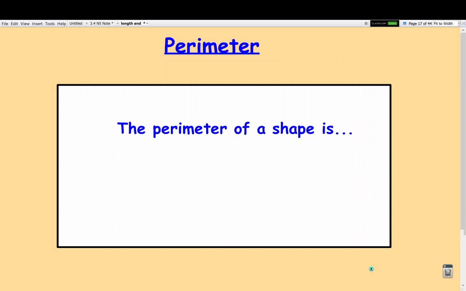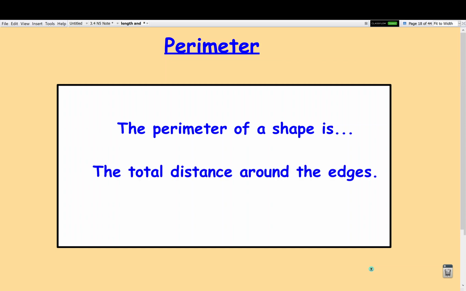Now, several of you probably already know what this is. You may have done it in primary school. So the perimeter of a shape is, I'll give you 10 seconds to have a think in your head of what you think I'm about to put on the board. What is the perimeter of a shape? And hopefully you were thinking of something like this. It is the total distance around the edges. If you have any shape of any size, the perimeter is the total distance around the edges.